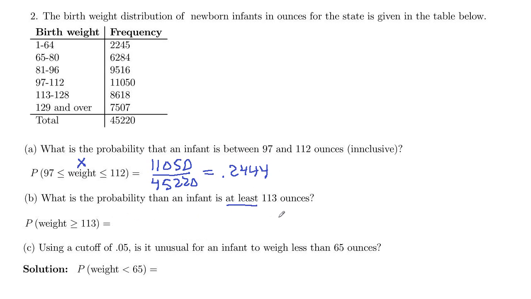What's the probability that an infant is at least 113 ounces? That's weight greater than or equal to 113. So we want the probability weight is greater than or equal to 113. That is these two categories here. Our desired outcomes: there are 8,618 in the 113 to 128 category, and another 7,507 that are 129 and over. We're dividing by the total outcomes of 45,220.